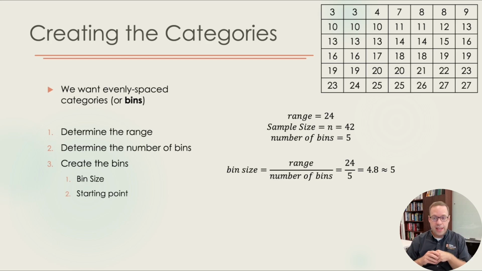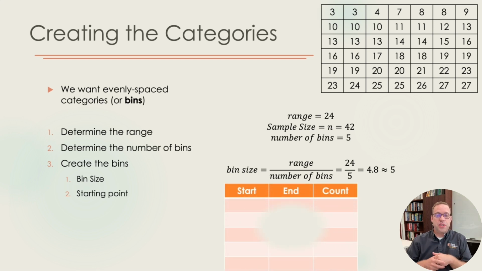We're just taking our range and dividing it into 5 pieces. That's all we're doing. 24 divided by 5 is 4.8. You can't have 4.8 bins because there's no such thing as 0.8 bins. So we're going to round this up to 5. So our bin size is 5. All right. So we're going to create 5 bins. Let's create ourselves a table. This table has the start of every bin, the end of every bin, and the count. We'll worry about the count later, but we're working right now on the starting point of each bin.